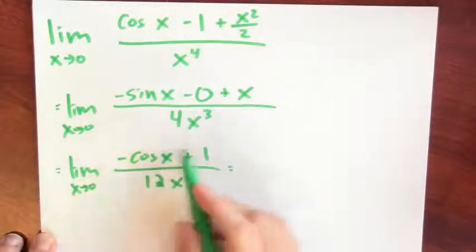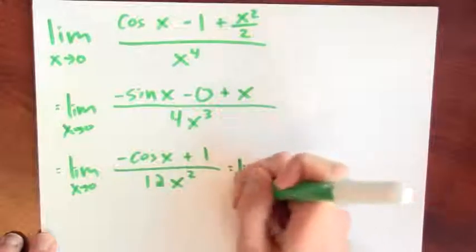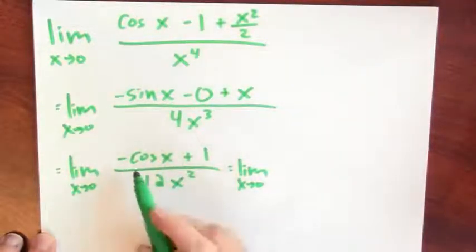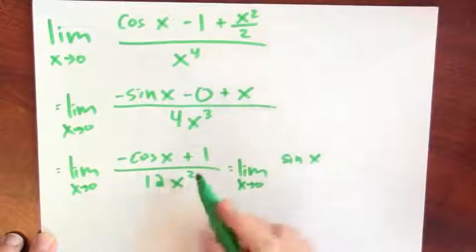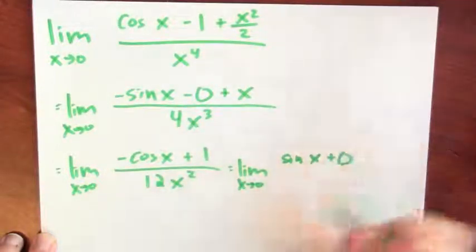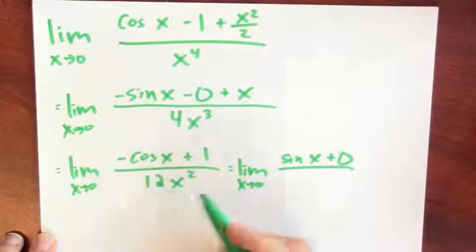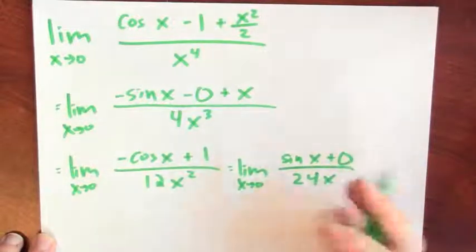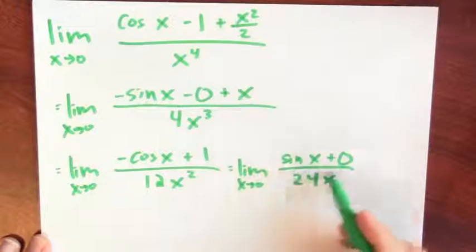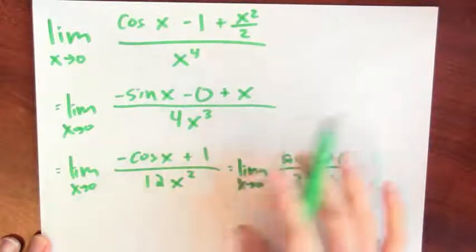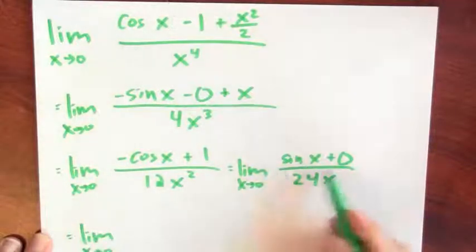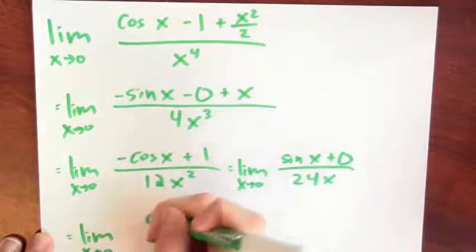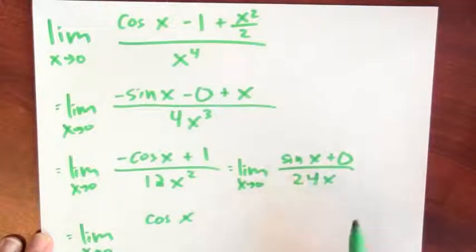So the limit of this is going to be the limit as x approaches 0 of the derivative of the numerator. What's the derivative of minus cosine? Well, the derivative of cosine is minus sine, but there's a negative sign there, so that's sine x plus 1. The derivative of 1 is 0, divided by, what's the derivative of 12x squared? That's 24x. But again, this is a situation where the limit of the numerator and the limit of the denominator are 0, so L'Hopital tells me to look at the ratio of derivatives. What's the derivative of sine x? Well, that's cosine x. And what's the derivative of 24x?